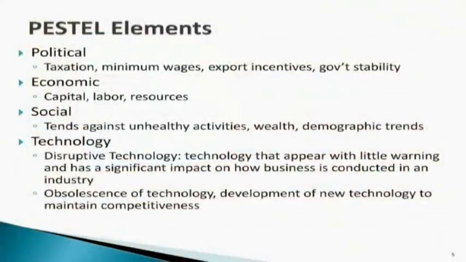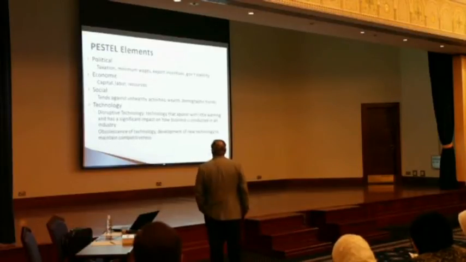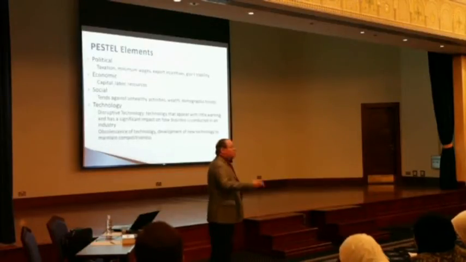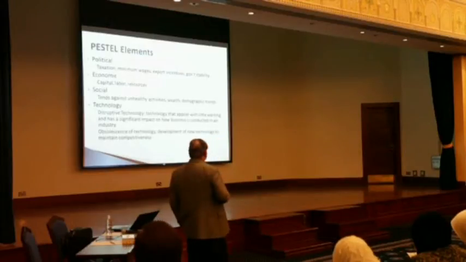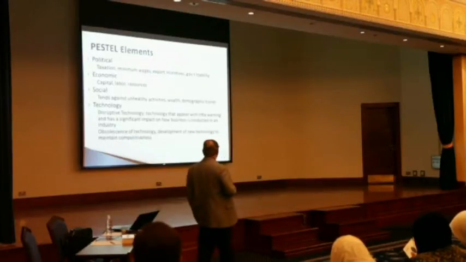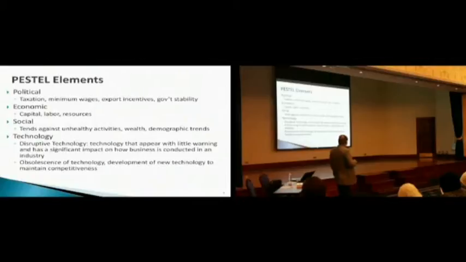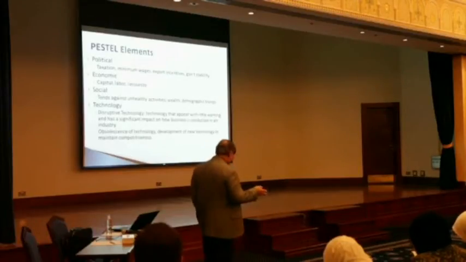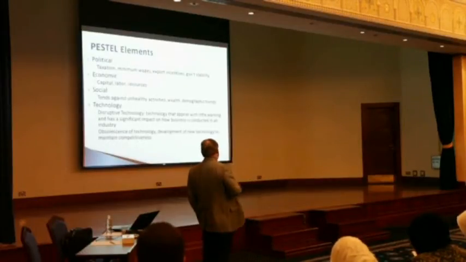So we'll look at some of the elements very briefly. The PEST, political, I couldn't fit them all on one screen. So political elements would be things like taxes, minimum wage, export incentives, government stability, and so on. All of those are part of the political environmental scan that companies perform. Economic, of course, looks at capital, labor, resources, and a variety of other things. The social is trends against unhealthy activities, wealth, demographic trends. They look at average age, religious trending, movement of populations from one area to another, and so on. So all of that is part of the social side.